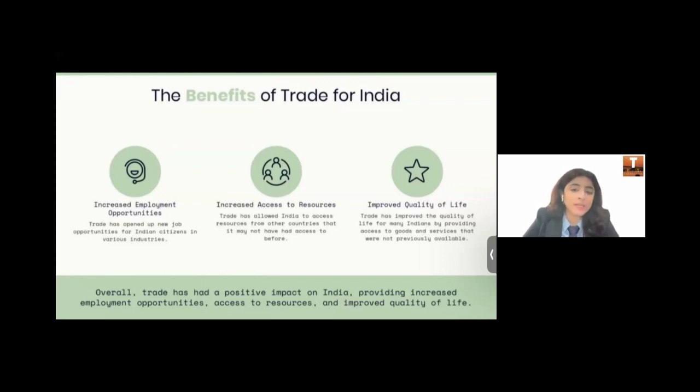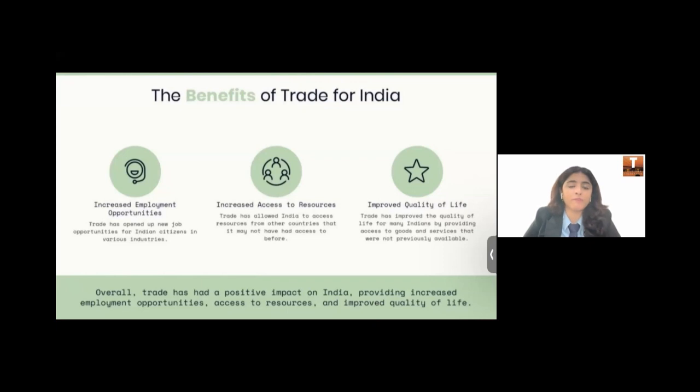Exporting allows Indian companies to tap into a much larger customer base, diversify their revenue streams, and generate foreign exchange earnings. So this helps to strengthen India's balance of payment position and build foreign currency reserves.